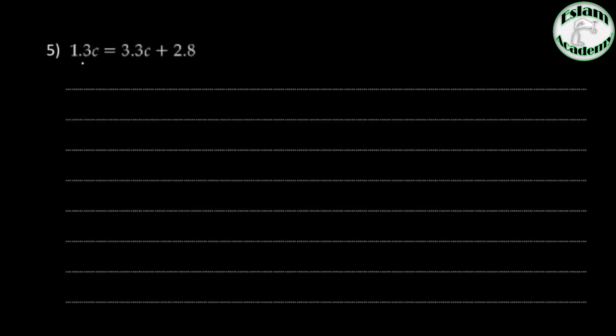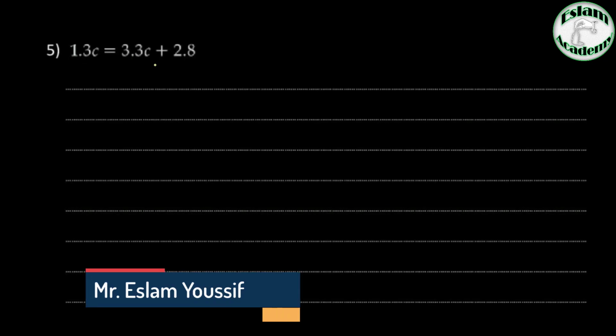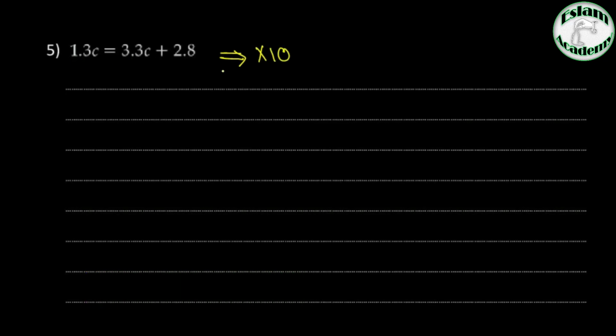Number 5. 1.3c equals 3.3c plus 2.8. Now we have decimals, and all of the decimals have just one decimal place. So we can remove the decimal point by multiplying by 10. Now the equation will be 1.3 times 10 equals 13c. 3.3c times 10 equals 33c. 2.8 times 10 equals 28.